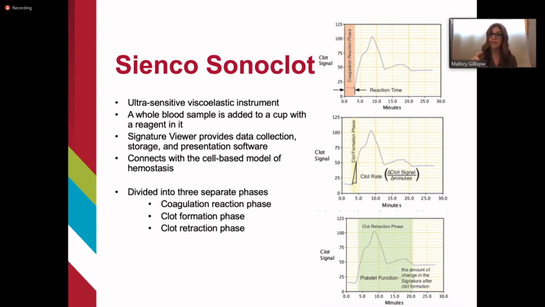Then if you look in that final diagram, this is the third and final phase of the sonoclot signature, the clot retraction phase. And this is determined by the patient's overall platelet function, since functioning platelets are what help retract the clot. So the platelet function is given a score of 0 to 5, 0 meaning there was no clot retraction, and 5 there was strong clot retraction. So that's how we're able to measure a patient's platelet function using the Sienco Sonoclot.